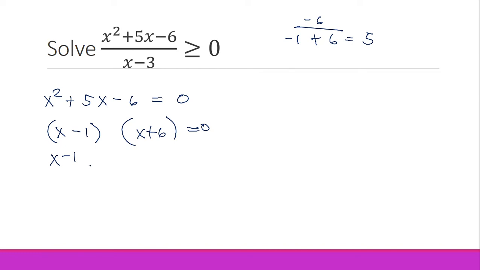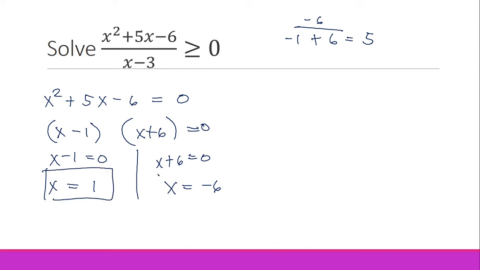So we'll have x minus 1 equal to 0. And the other one is x plus 6 equal to 0. So x is equal to 1, and x is equal to negative 6. Those are your critical numbers on the numerator part.